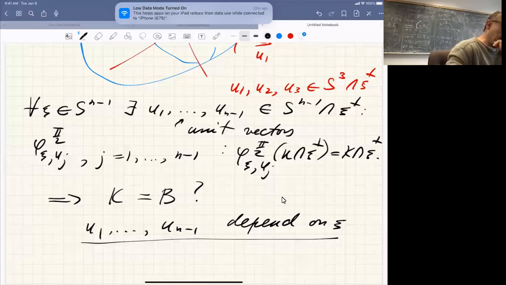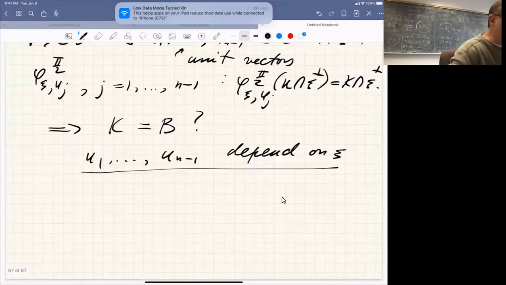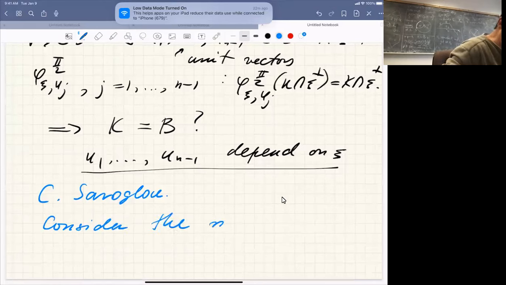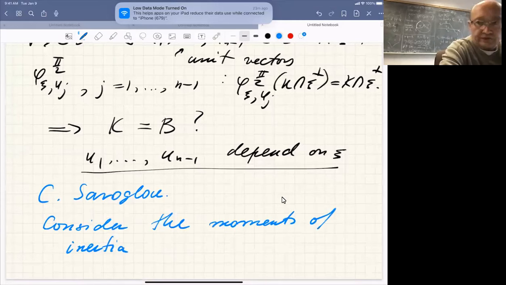Okay, so what to do in this case? And then Christos Saraglu suggested the following very beautiful idea, in my opinion, how to solve this question in all dimensions. So he says, consider the moments of inertia. In a moment, I'm going to recall everything. Yes? Moments of inertia of these sections.